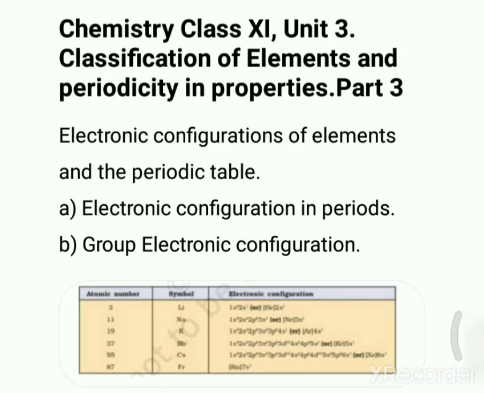Hi students, today we are going to discuss electronic configurations of elements and the periodic table. This video belongs to unit 3 of chemistry class 11 and is for PUC students also. This is part 3. In the previous class we studied the modern periodic table and modern periodic law. In this class we are going to talk about the electronic configuration of elements and the periodic table through examples, and you can define electronic configuration in periods as well as group-wise.